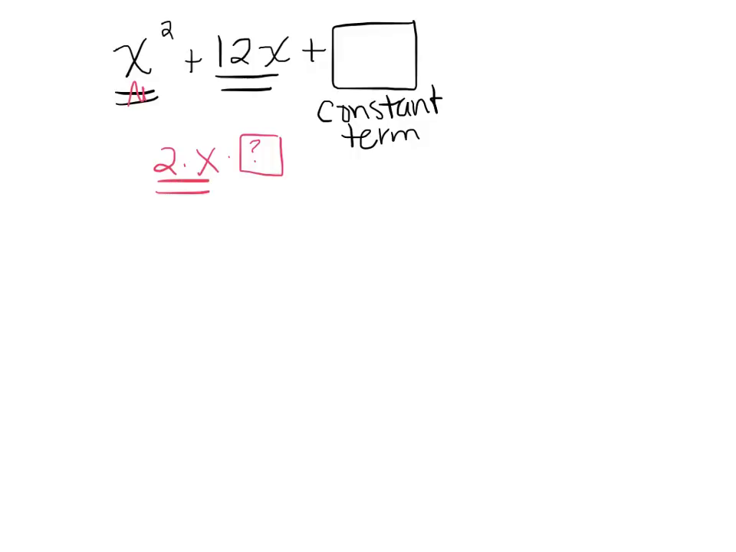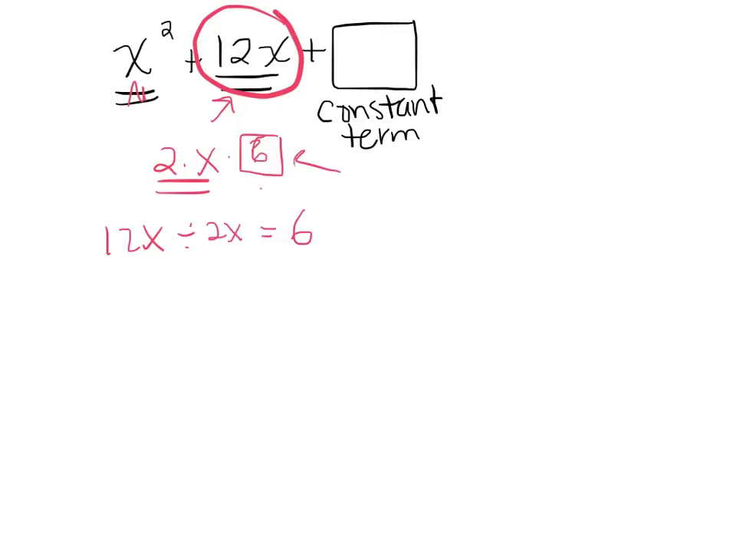So if I divide my current middle term, which is 12x, by 2x, I'm going to get the square root of what was left. I'm going to get what was this question mark. And so 12x divided by 2x is 6. So this question mark had to have been a 6. So 2 times x times 6 equals 12x. And that's where that middle term came from.